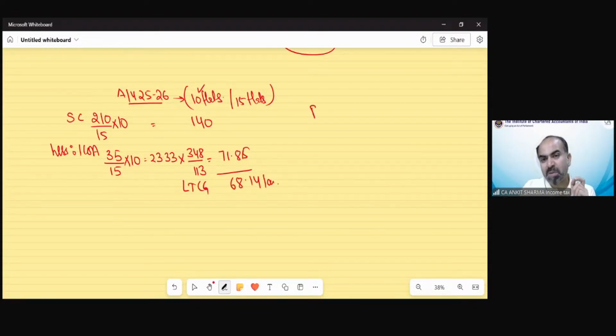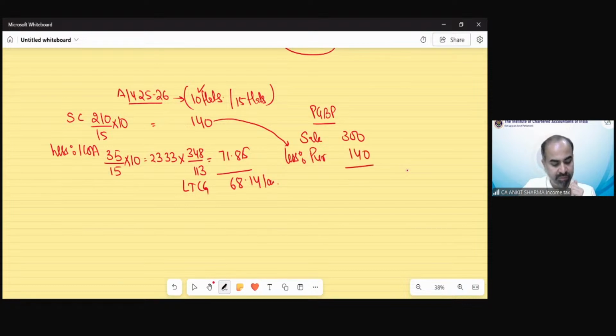What is my PGBP income in this case? The sale price was 300 lakh for these 10 flats. The cost for these 10 flats, whatever has been taken as sale consideration in case of capital gain, is going to be your purchase price over here. That would be 140. So 60 lakh would be my business income. Clear? But the question does not end here.